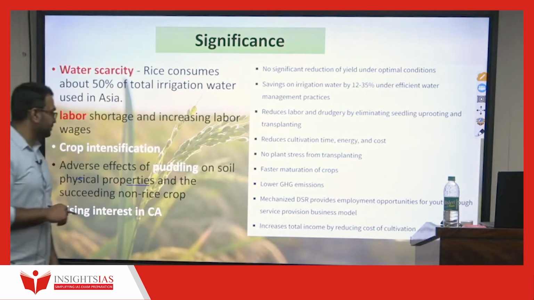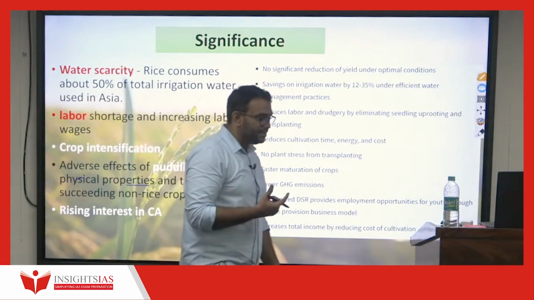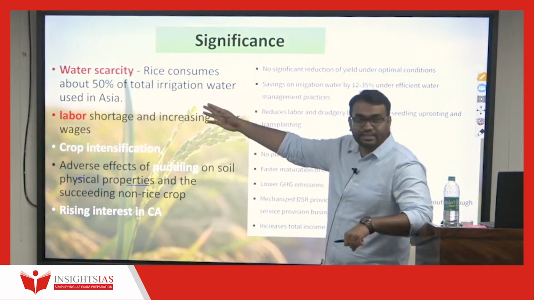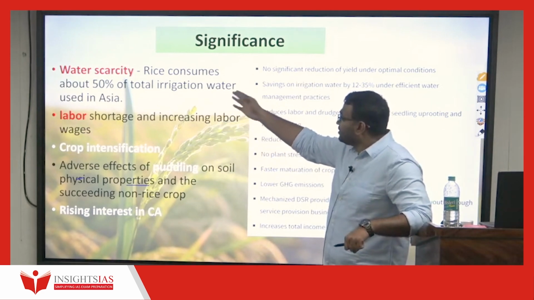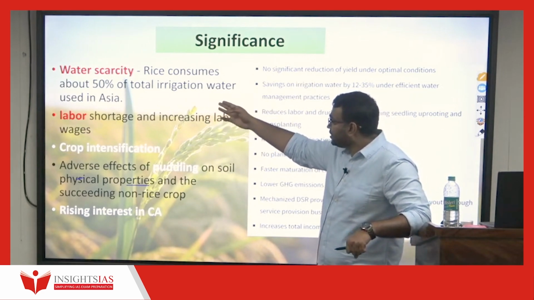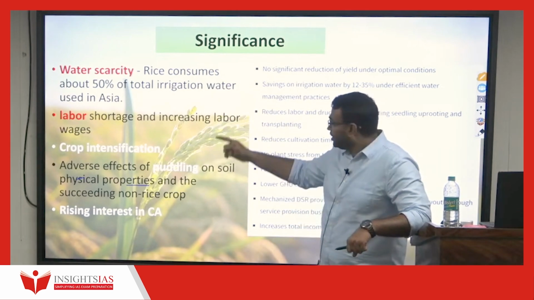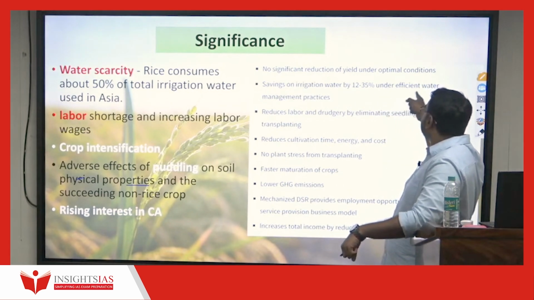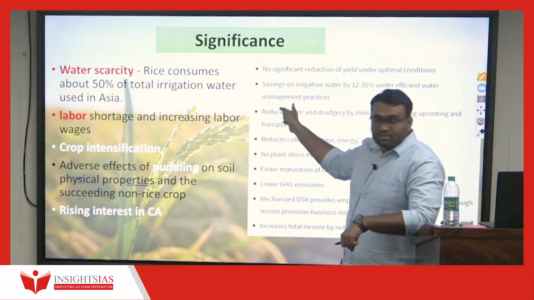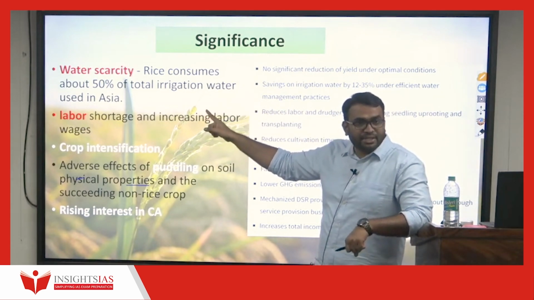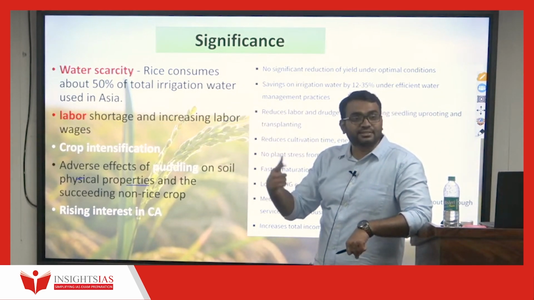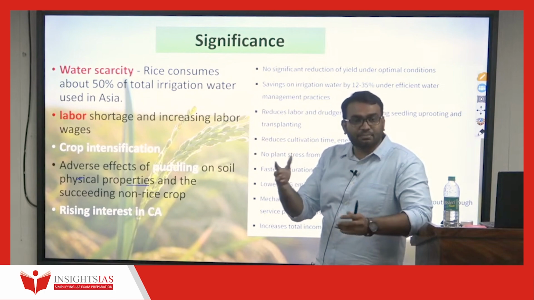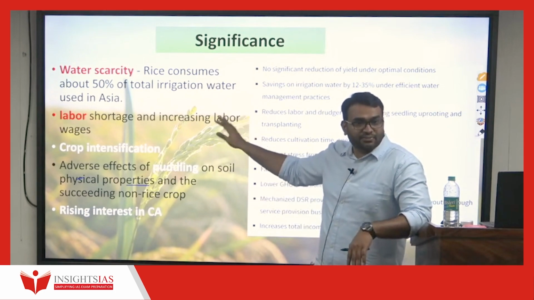In significance, as I said, you can take these advantages only, but contextualize them towards the significance. Are you getting? So let's say, for example, water scarcity is there. Rice consumes about 50% of total irrigation water used in Asia. After that, if we give savings in irrigation water of 12 to 35% under efficient management practices, right? These two will complement each other, and it will give much broader information or understanding than just this one point. Are you getting? So combining both together and creating a broader impact. That is exactly what the significance is demanding.